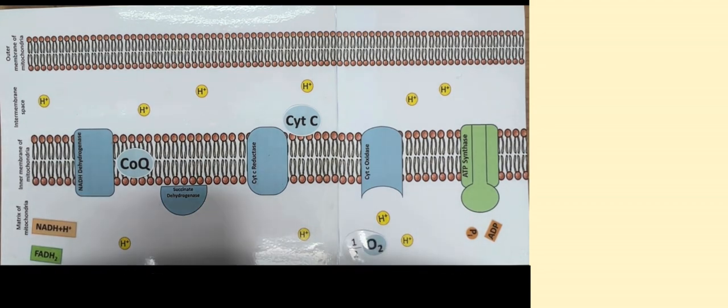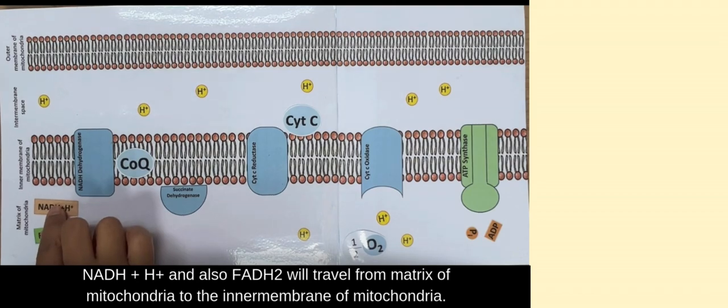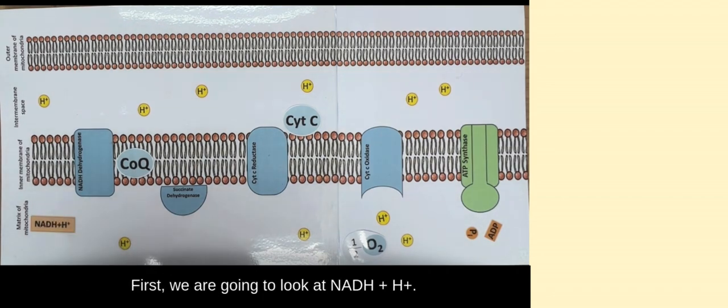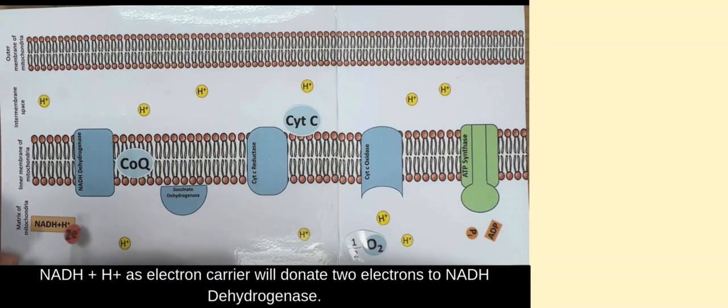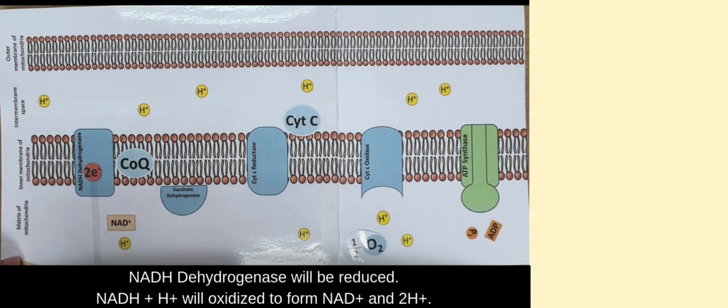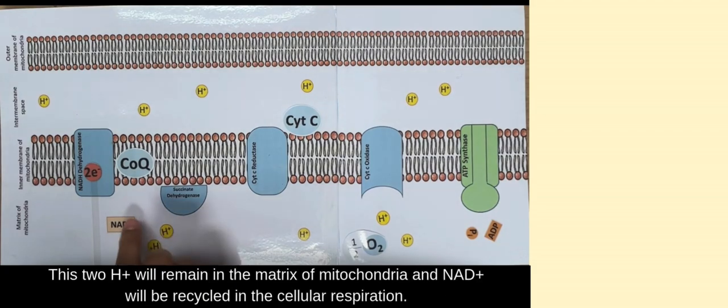respiration. So, NADH plus H plus and also FADH2 will travel from the matrix of mitochondria to the inner membrane of mitochondria. First, we are going to look at NADH plus H plus as an electron carrier, where it will donate 2 electrons to NADH dehydrogenase. NADH dehydrogenase will be reduced, and NADH plus H plus will oxidize to form NAD plus and also 2 hydrogen ions. These 2 hydrogen ions will remain in the matrix of mitochondria, and NAD plus will be recycled in the cellular respiration.